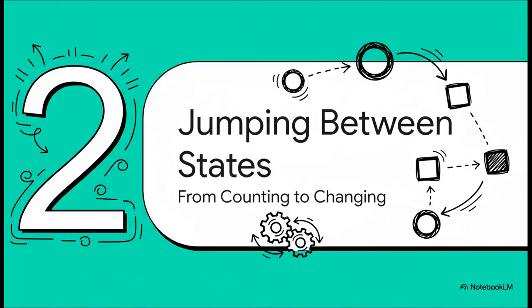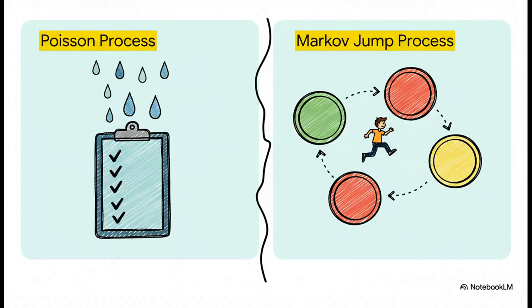All right, we've got our first tool in the toolbox, counting things. But what if you care about more than just how many? What if you want to know how something's condition or state is changing? Well, now we're leveling up. And this slide lays it out perfectly. On one hand, the Poisson process is all about how many claims. But on the other hand, what we're moving to now, the Markov jump process, asks a totally different question.